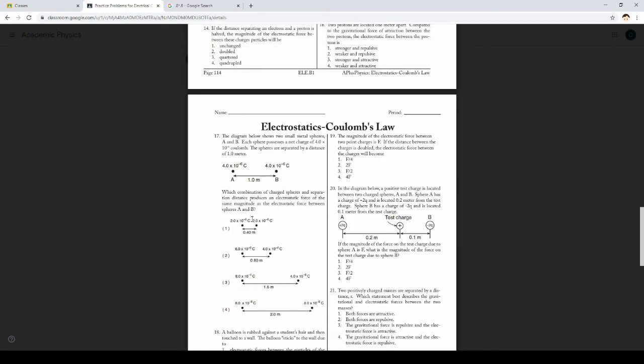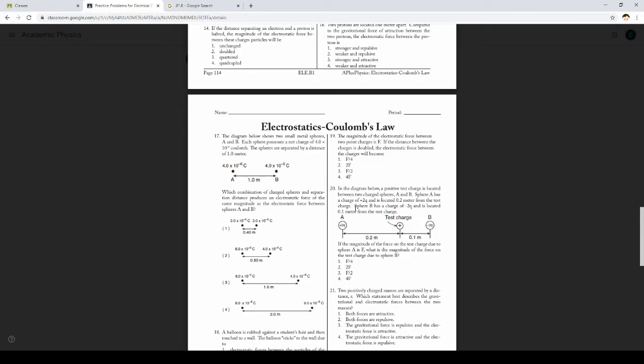Number 19, the magnitude of the electrostatic force between 2 point charges is F. If the distance between the charges is doubled, the electrostatic force will become F over 4. Yes, F over 4. So if I increase the denominator by a factor of 2, that 2 gets squared. It decreases the overall answer by 1/4.